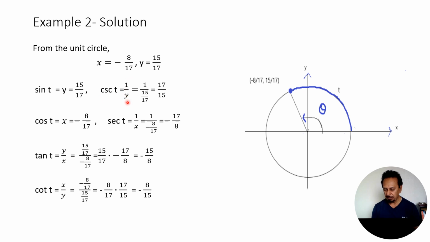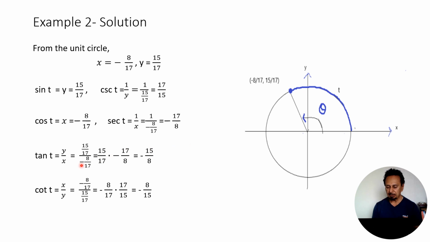Cosecant t is 1 over y, and y is 15 over 17, so this becomes 1 over 15 over 17, which means this is 17 over 15. Cosine t is equal to x, and x is minus 8 over 17, so the cosine of t is minus 8 over 17. Secant t is equal to 1 over x, so it becomes 1 over minus 8 over 17, which means this is equal to minus 17 over 8.